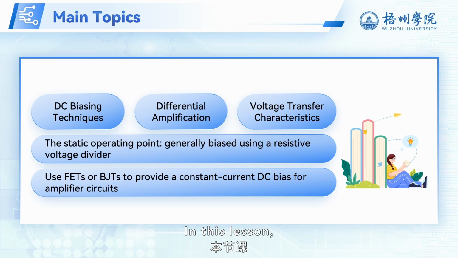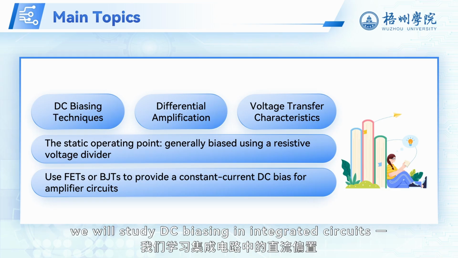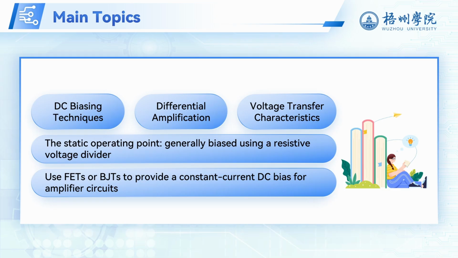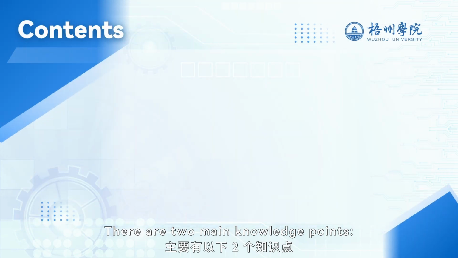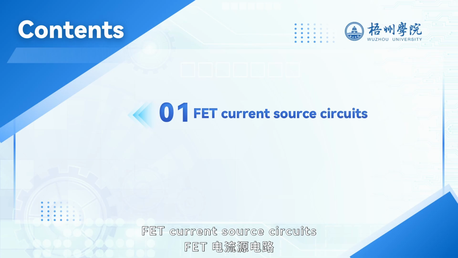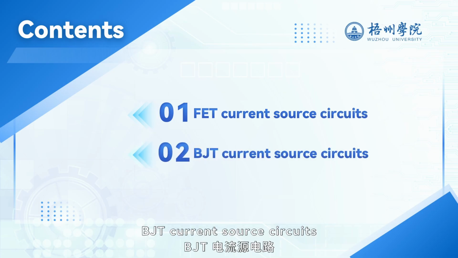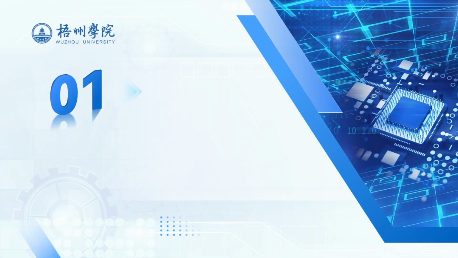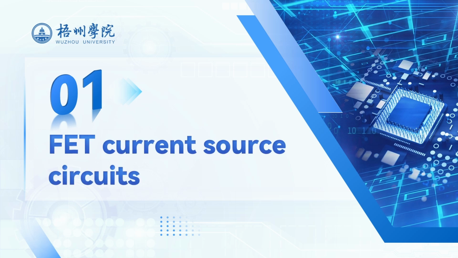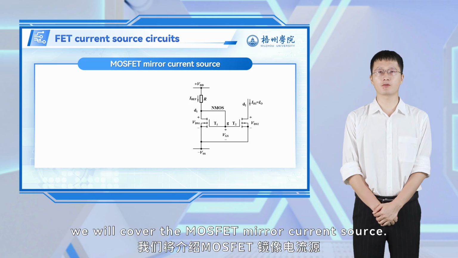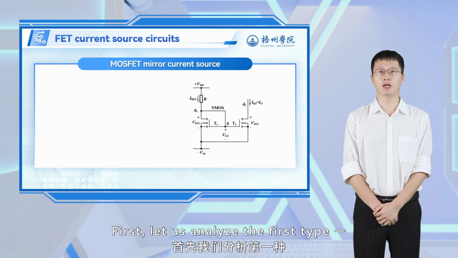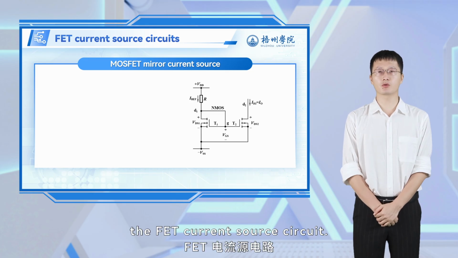In this lesson, we will study DC biasing in integrated circuits, namely current source circuits. There are two main knowledge points: FET current source circuits and BJT current source circuits. Additionally, we will cover the MOSFET mirror current source. First, let's analyze the first type, the FET current source circuit.